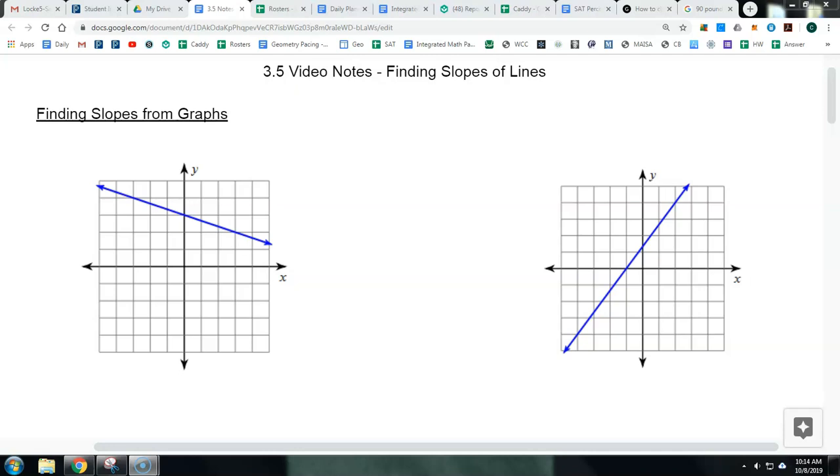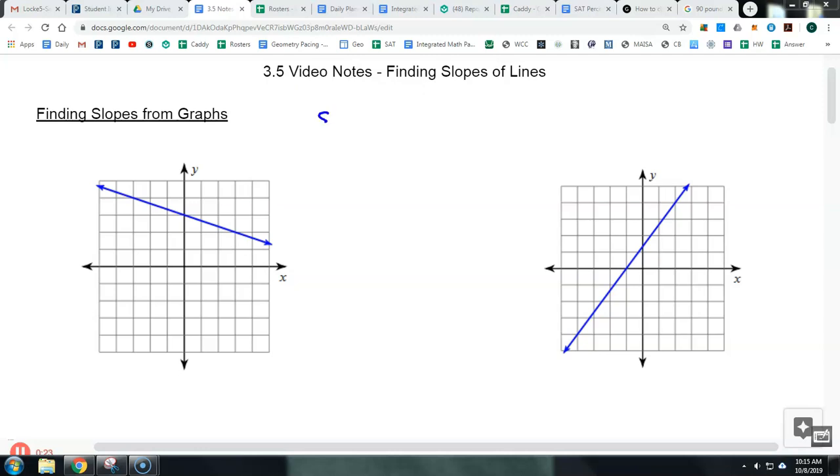All right, 3.5 video notes, finding slopes of lines. The ultimate goal of this section is we need to be able to prove or show that two lines are parallel or perpendicular, meeting at 90 degrees, and to do that, the slopes are key. So we need to find out how to find the slope of a line given a graph, given 2 points, given an equation, and that's what we're going to tackle today. All right, so let's jump into this.